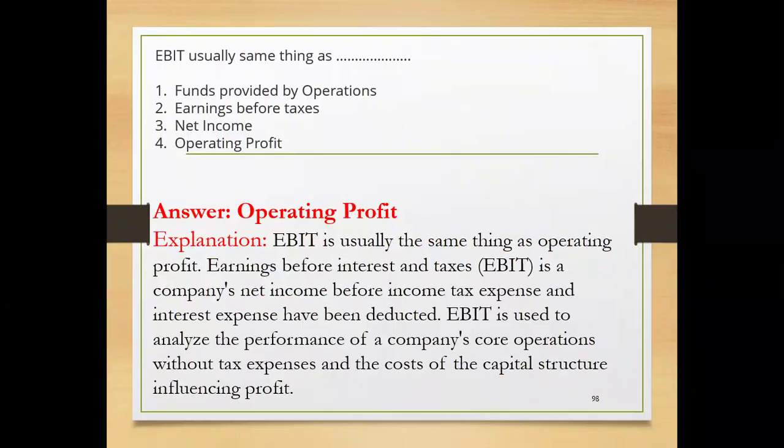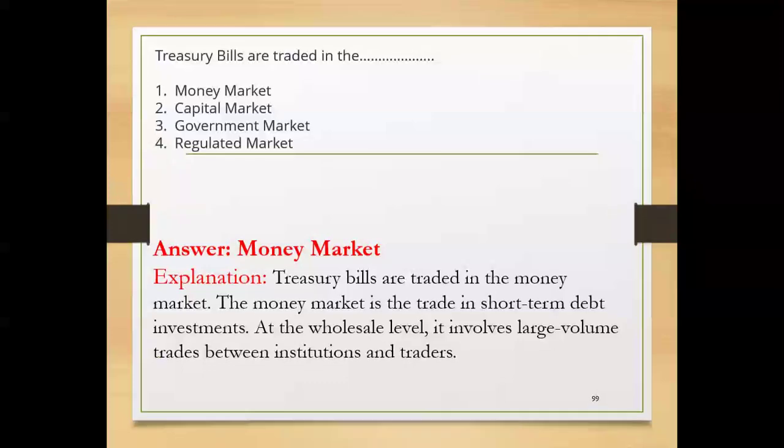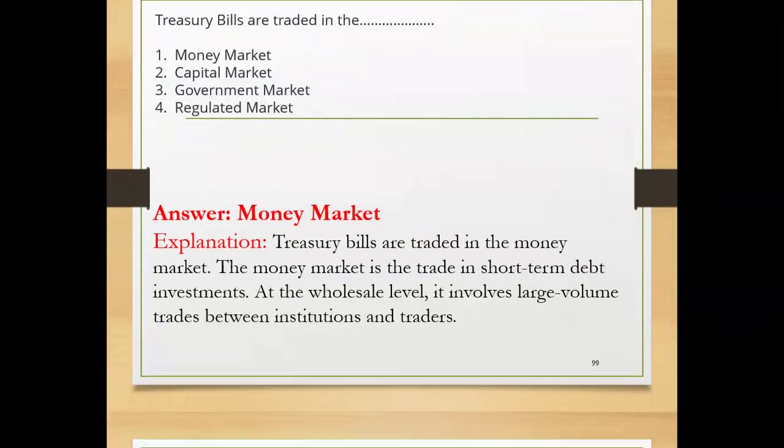And treasury bills are traded in the money market, capital market, or government regulated? Treasury bills are traded in the money market. It is a short-term debt instrument. Along with that, certificates of deposit and commercial papers are also traded in the money market. At the wholesale level, it involves large volume trades between the institutions and the traders.